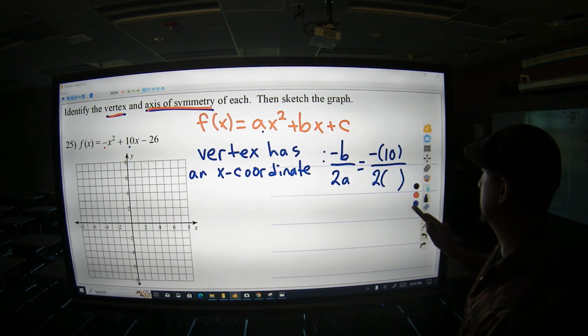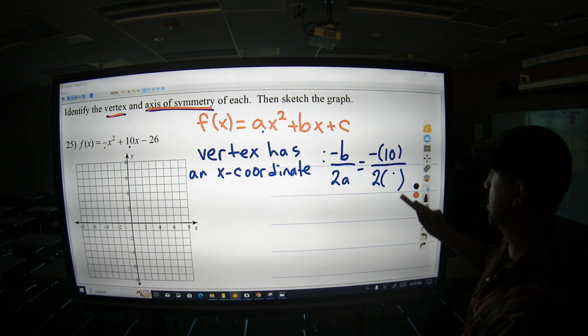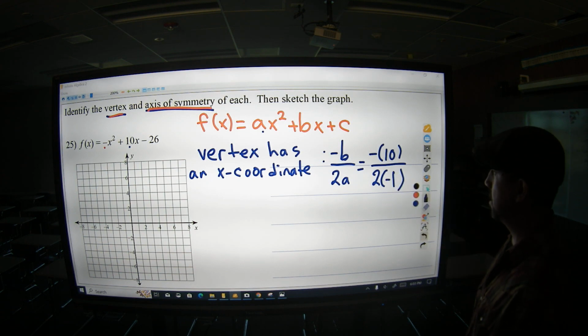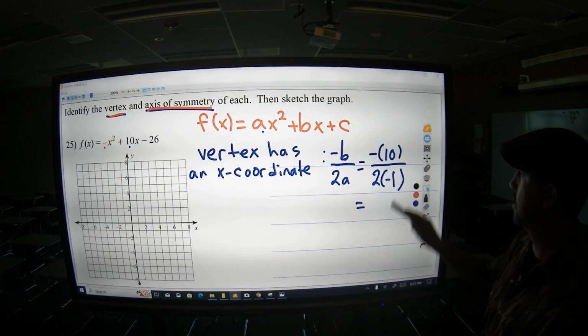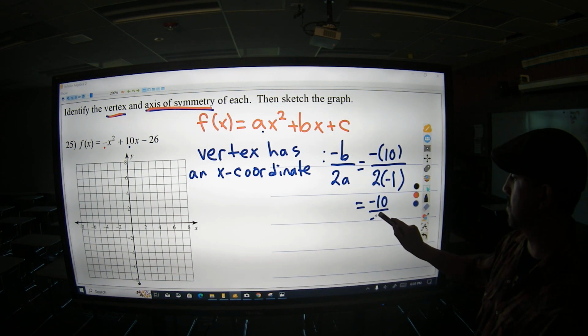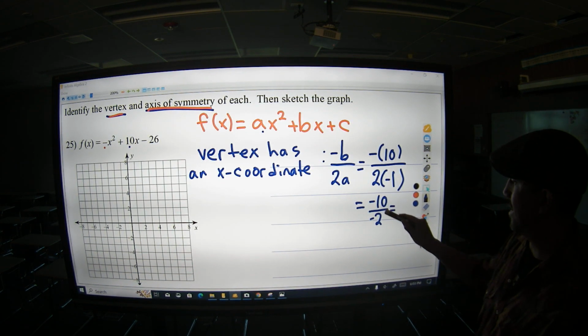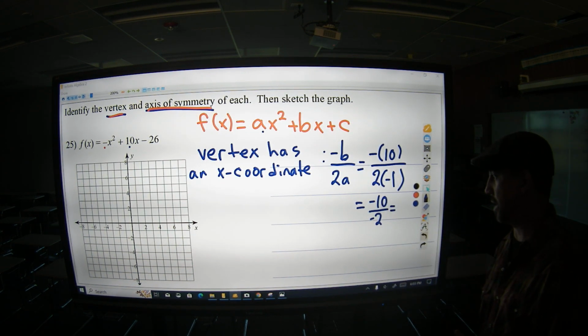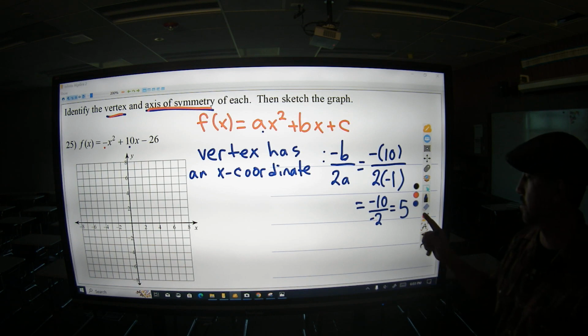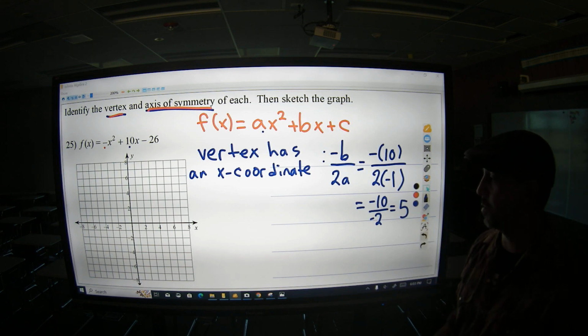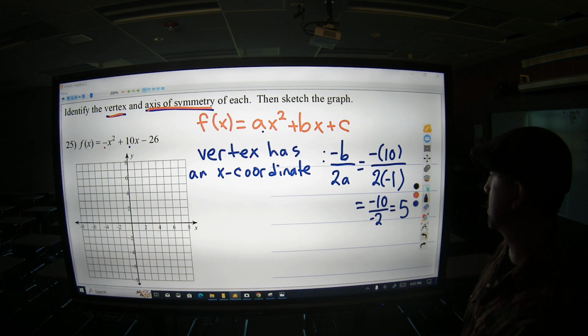So here we have negative one. Okay, make sure we put that in there. So now we have to simplify this a little bit. And to simplify that, we are going to get negative 10. Okay, and then 2 times negative 1 is negative 2. So we are doing a negative divided by a negative, which is a positive, and 10 divided by 2 is 5. So we get positive 5. So luckily, we just found our axis of symmetry, and we also found our x-coordinate of the vertex.